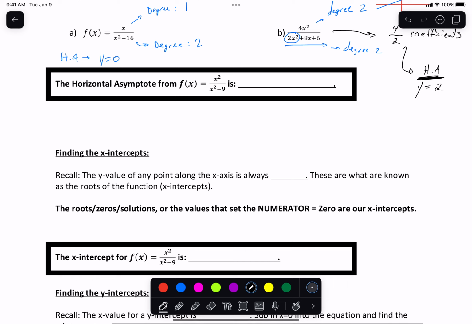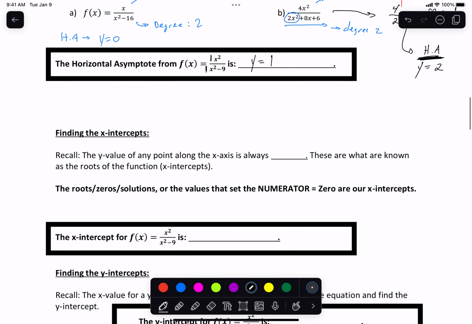The coefficients here are what, Dylan? 1 and 1. So the horizontal asymptote is y equals 1. Okay, everybody see, it's not crazy, but it is going to get crazy when you put all 5 steps together. Is everybody okay? If the degrees are the same, you divide them over.